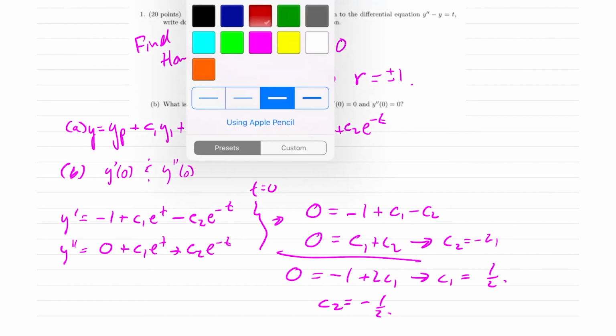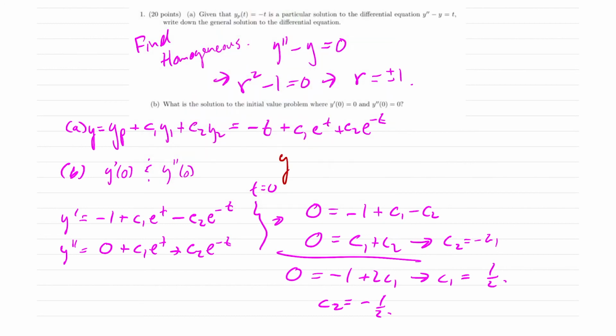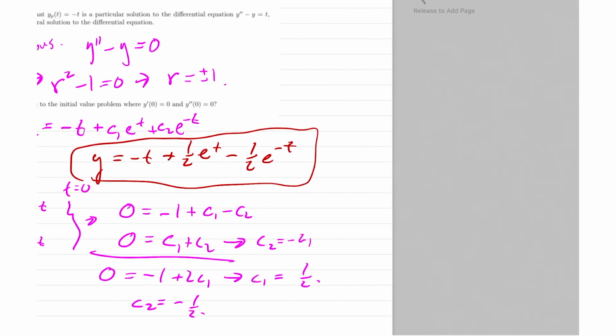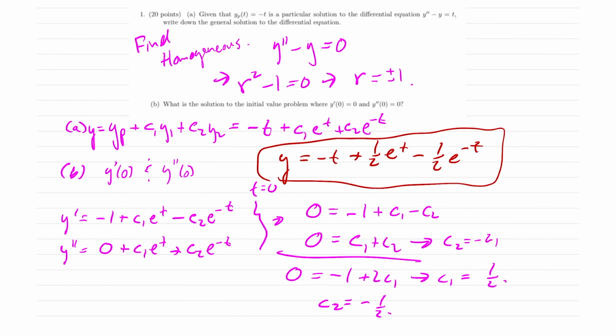So the solution, let's put it in red, is y is equal to minus t plus 1/2 of e to the t minus 1/2 of e to the minus t. And there you go. All right, so that's not too bad.